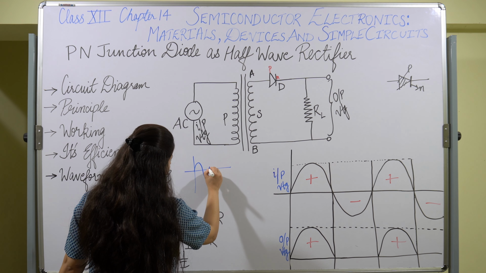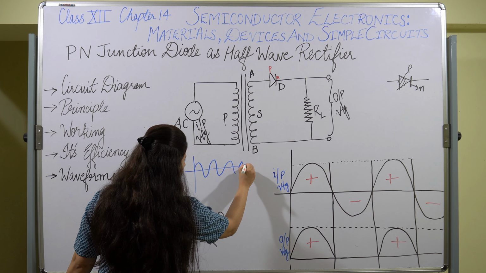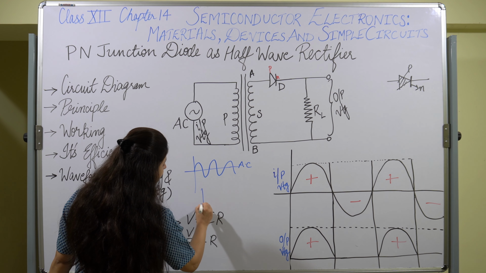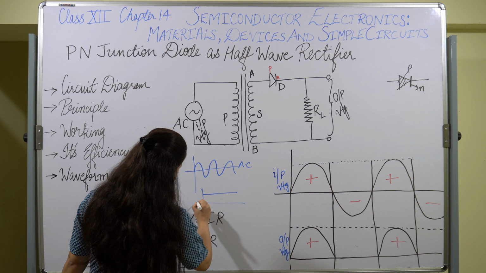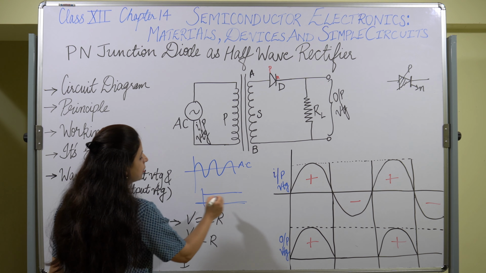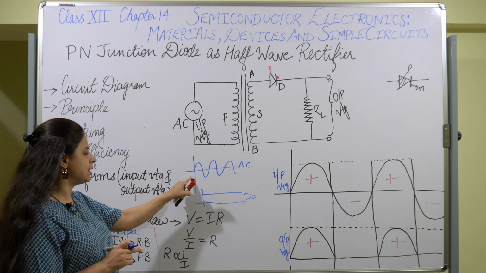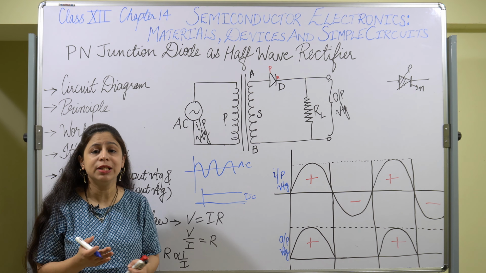This is the symbol of my AC signal; it will be like this. And my DC will have constant voltage throughout. It will be a constant signal, so this will be DC. This AC signal has to be converted to DC now.